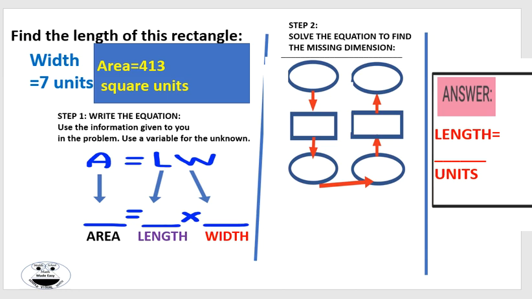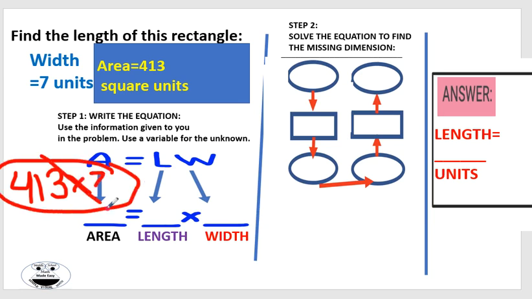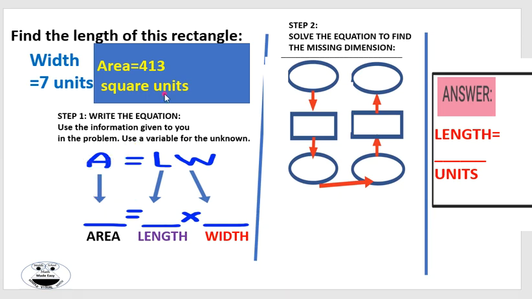What I see a lot of students do with these types of problems is this. They say, oh, this is an area problem, so I know to find the area of a rectangle, we multiply. So they just take the two numbers, 413, and multiply by the other number, the 7. And this is wrong, because if you look carefully, they're giving you the area, 413 square units, and they're asking you to find the length.